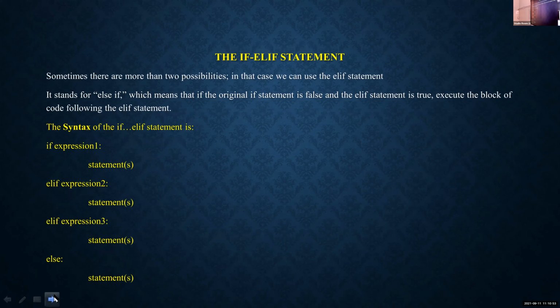In if elif, sometimes there are more than two possibilities. In the case of if, there is only one possibility. In the case of if else, there are two possibilities: the condition is true or false. But in the case of the if elif statement, there are more than two possibilities. It may include three, four, or five possibilities, just like that. So if there is a chance of more than two possibilities, you use this if elif statement. This elif stands for else if.